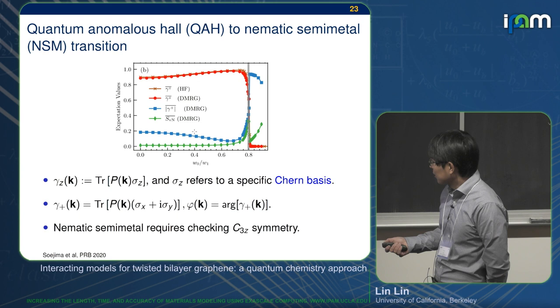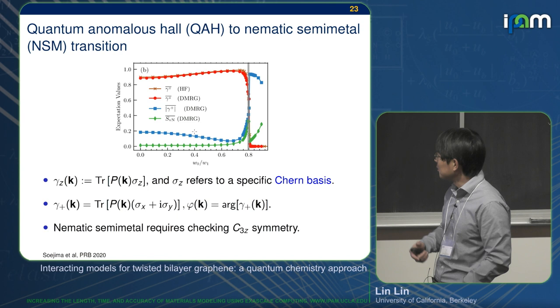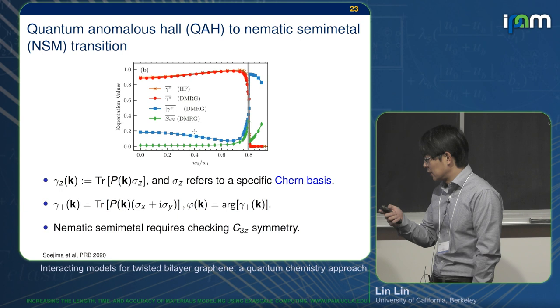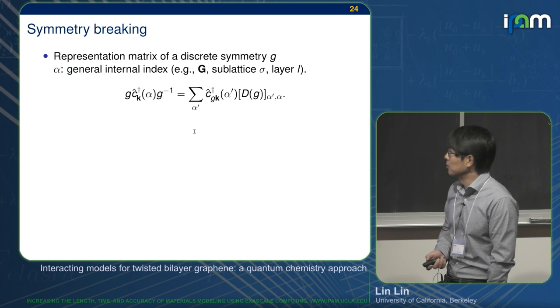You can compute all the other order parameters, but getting to the Chern basis requires some work, and so you wonder whether you can just work with the original BM basis and figure this out. So now let's talk a little bit about symmetry breaking.